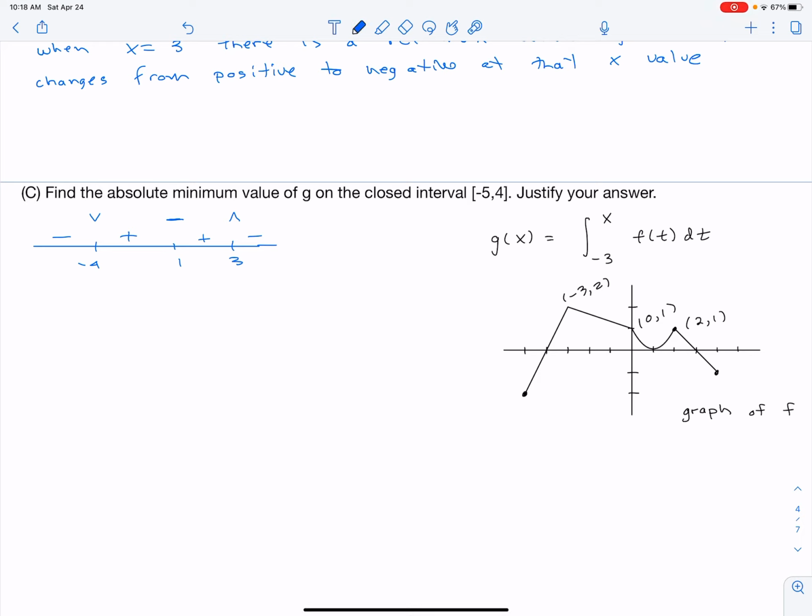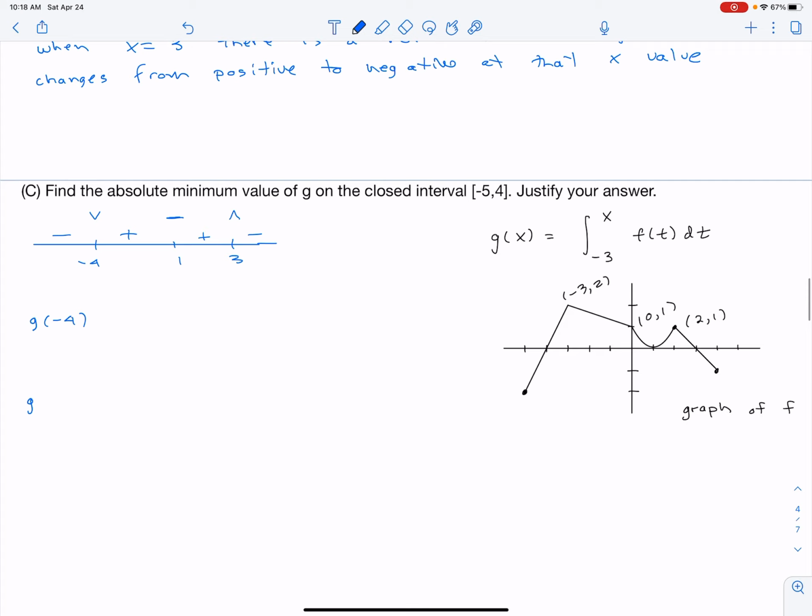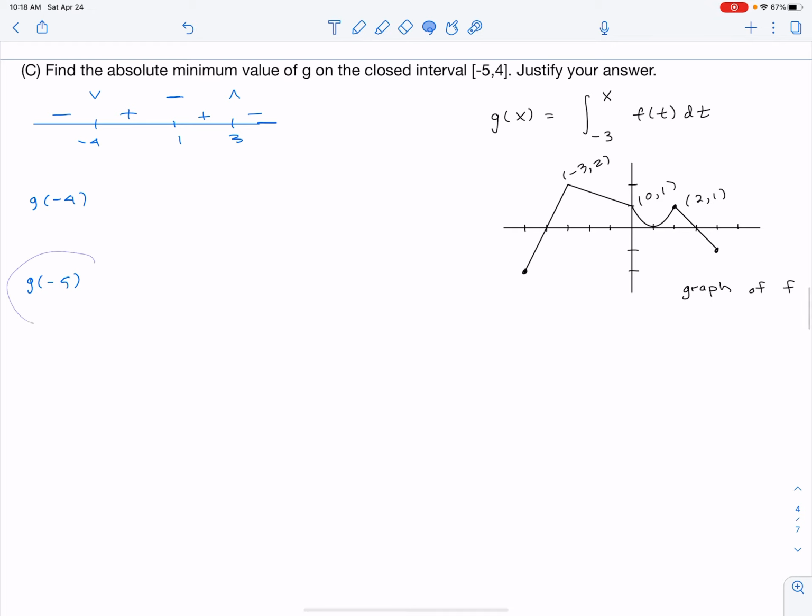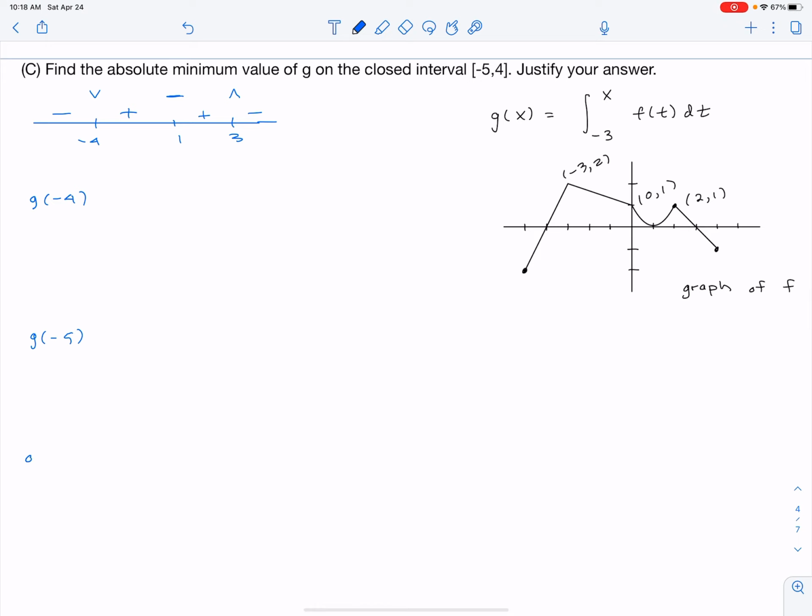I need to know, one, our critical value: what is g of negative 4. Two, I need to know what is g of negative 5, our left-hand endpoint. And then finally, I'm going to move this down a little bit, I think I need room. And then finally, I need to know what is g of 4.